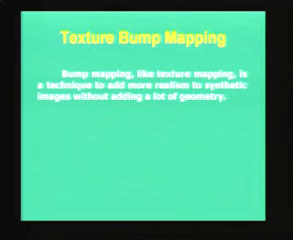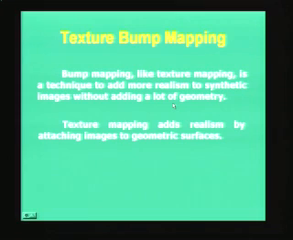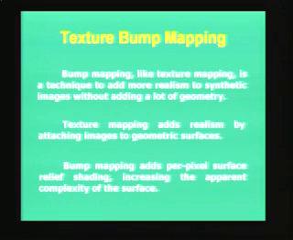Well, it is like a texture mapping where you map a texture onto a surface, but it is a technique which adds more realism to synthetic images without adding a lot of geometry. Texture mapping adds realism by attaching images to geometric surfaces, whereas bump mapping adds per pixel surface relief shading, increasing the apparent complexity of the surface. We will see what you mean by this later on as we go along.